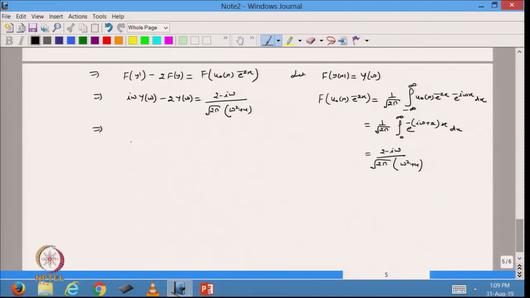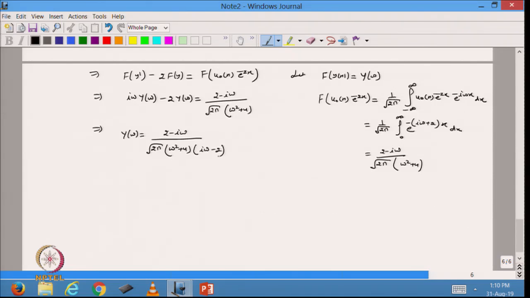So, after doing this one, from here I will take this common. So, this becomes (2 minus i omega) over omega square plus 4, and this quantity will be again (i omega minus 2). So, this will cancel out. From here I can write that this is equal to 1 over 2 pi (omega square plus 4). So, that is the quantity I got.